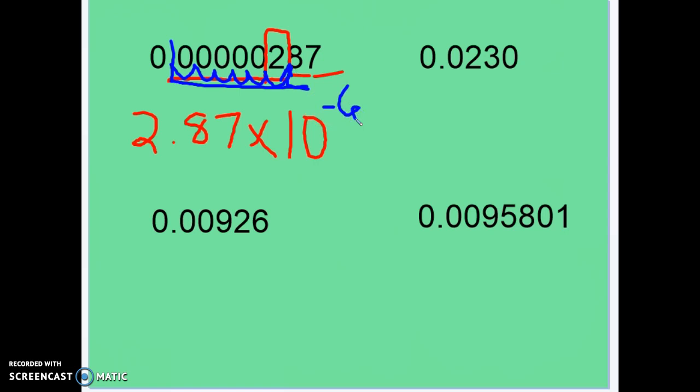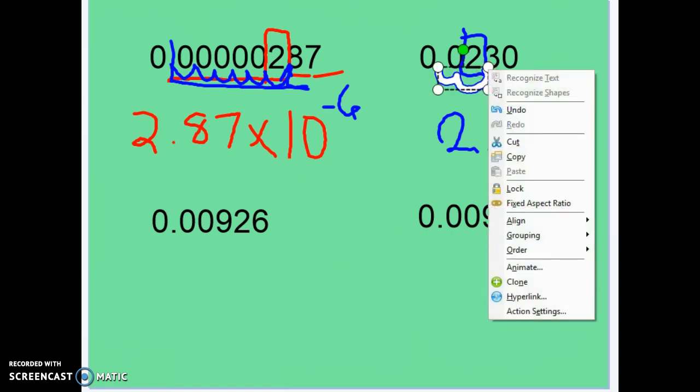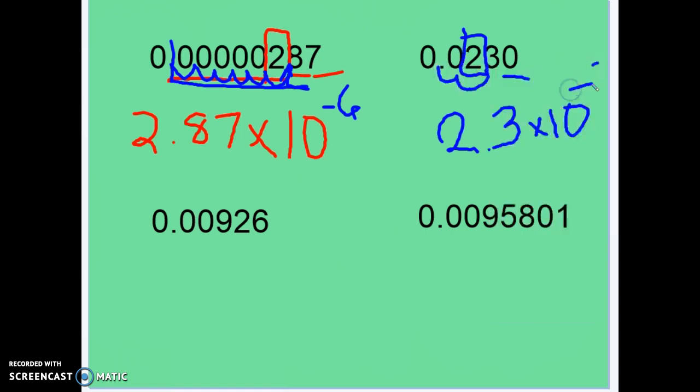Next one, first non-zero digit is 2. So we have 2.3. I don't need to include that 0. And then I have to ask myself, how many times did we move the decimal from here to get to here? We moved it 2 times. It's a small number, so it's -2. Go ahead again, pause this, and try the next 2 on your own.